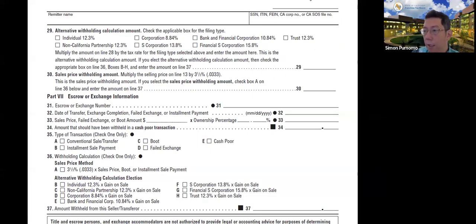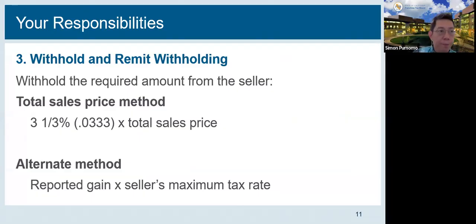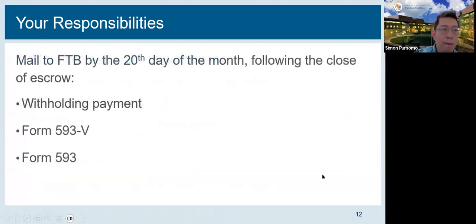Now let's take a look at the due date. The withholding payment, the Form 593 and 593V, which is the voucher, are due by the 20th day of the month following the close of escrow. For example, let's say you close an escrow on March 27th. The due date will be April 20th.